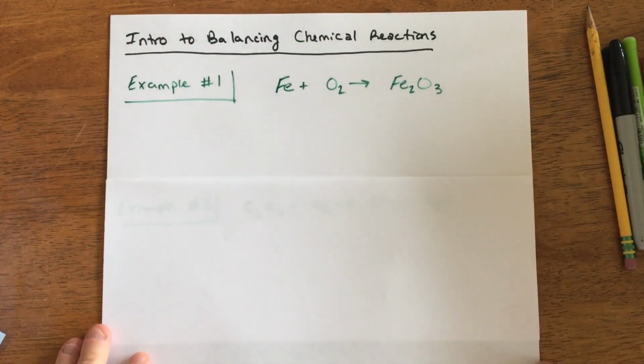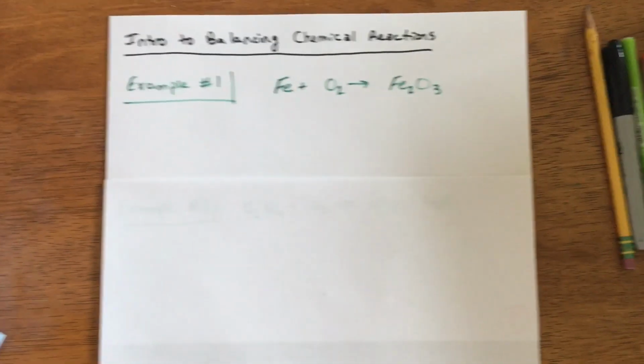Let's take a look at a couple of examples. Our first example is a rust reaction. So iron is going to react with oxygen to create iron oxide, Fe2O3. This is a synthesis reaction because more than one reactant is combining to become a single product. So they're synthesizing one product. Let's try to learn how to balance this reaction.